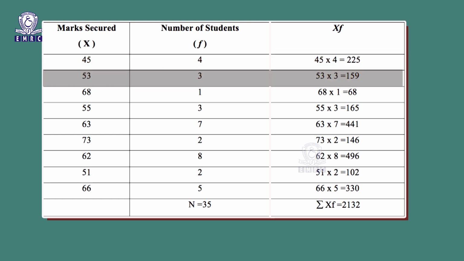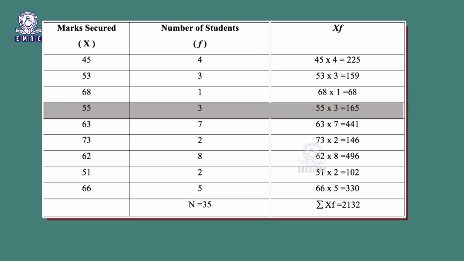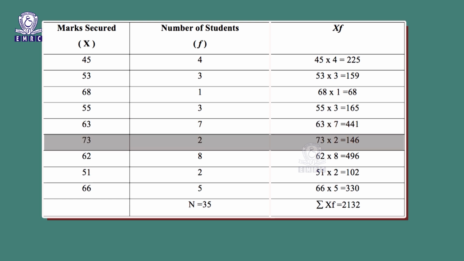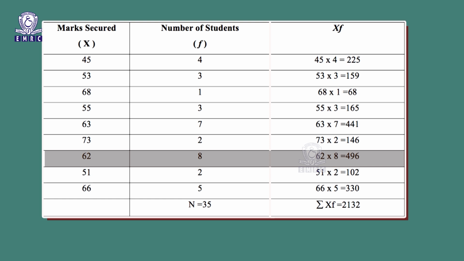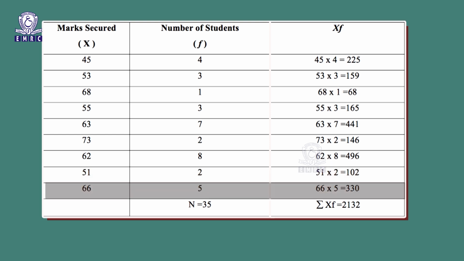So the second one is 53 into 3 students, it is going to be 159 marks. 68 marks into 1 student, it goes to 68 marks. 55 marks into 3 students, it goes to 165. 63 marks into 7, it goes to 441 marks. 73 marks into 2 students, it goes to 146. 62 marks into 8 students, it goes to 496. 51 marks into 2 students, it goes to 102. And 66 marks into 5, it goes to 330.